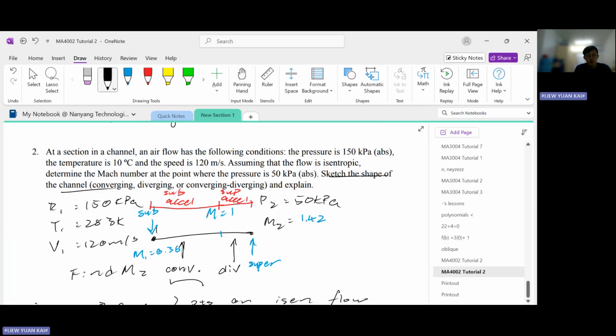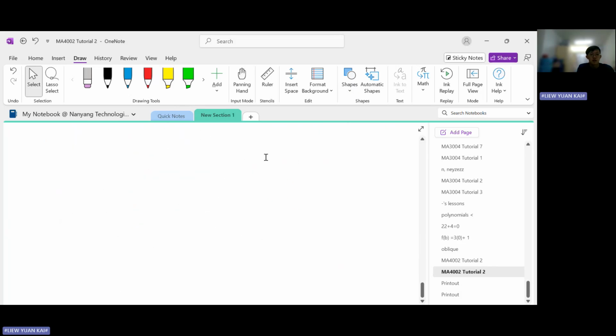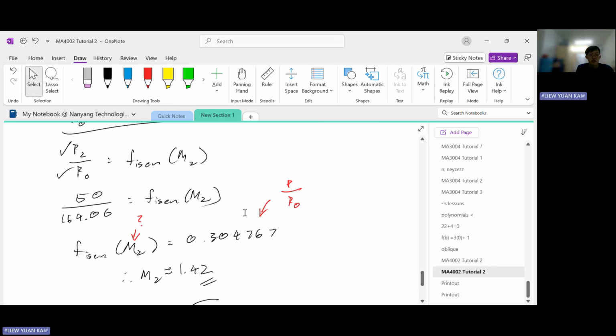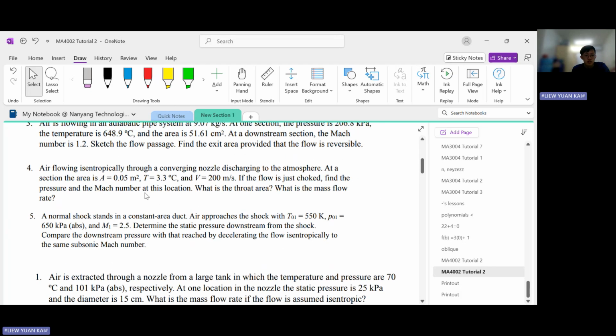So you see, a combination of both of them will produce a converging diverging nozzle. So if you want to sketch the shape, it will be like this. So converging at first, and then diverging after that. Okay, so that's how you sketch a converging diverging nozzle. Now let's move on to question 3.